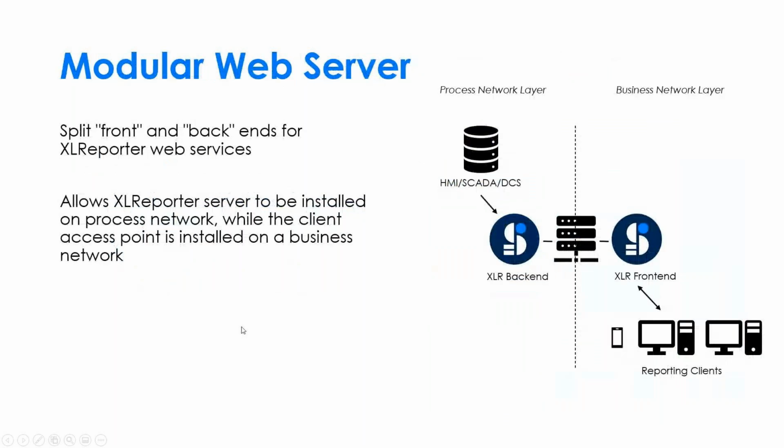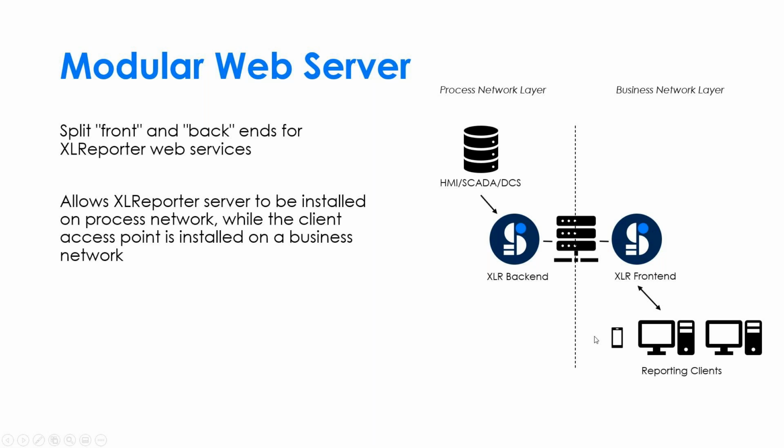We've also introduced in 16.1 a modular web server. So this allows a front and back end split in XLReporter's web services. With this, we can have the concept of a process network and a business network, or a process network and a DMZ, for example. And these things are isolated by a firewall. Obviously, we don't want to allow open traffic between these networks, but we want to allow people on the business network to be able to access process reports and dashboards.